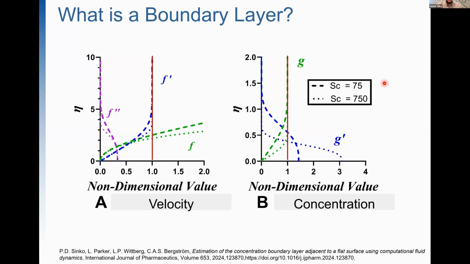And I demonstrate this in these two plots from my most recent paper, where we plot the non-dimensional distance from the surface eta as a function of the value of the velocity function on panel A, and in panel B, the concentration function. Now, these are the non-dimensional functions related to the velocity profile and the concentration. But when we say boundary layer, we're really talking about this point in space away from the surface where it's almost equal to this asymptotic value very far away.